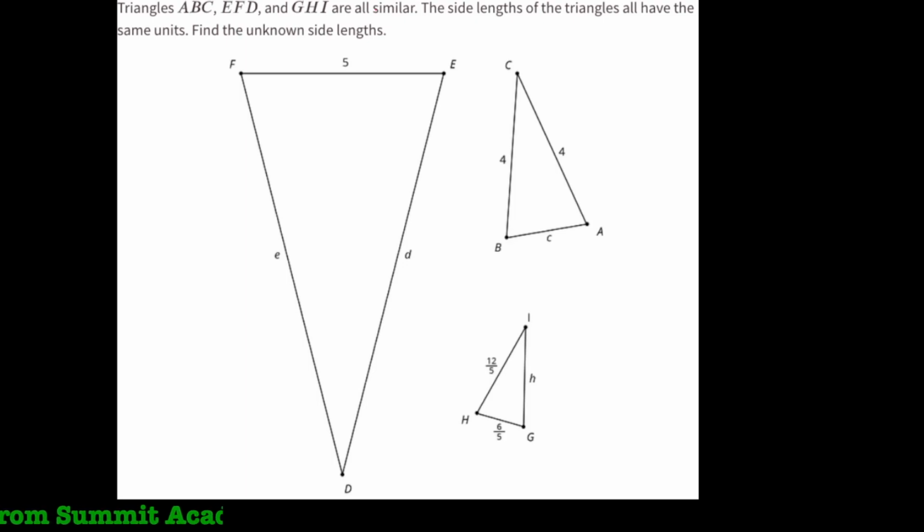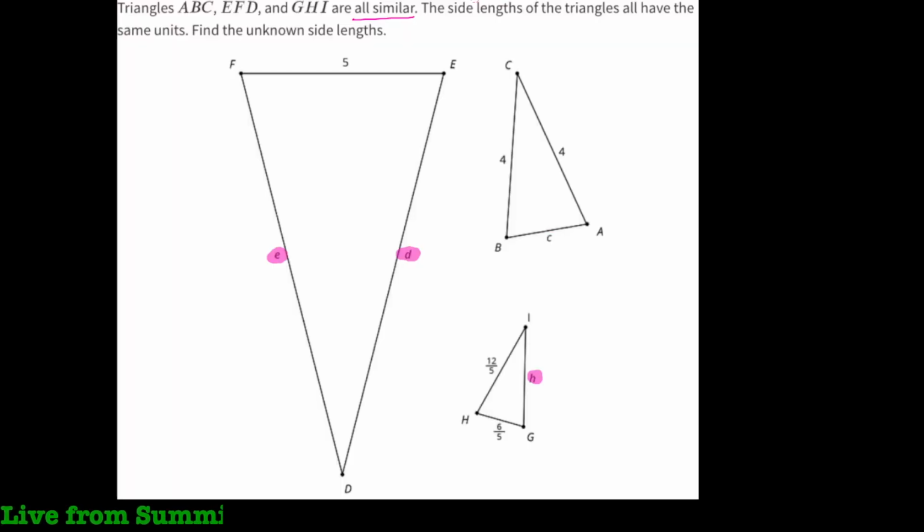Again, notice that pattern. It says, hey, these are similar, and you need to be able to show why. Then it says the side lengths of the triangles all have the same units. That's an easy part to remember. And then find the unknown side lengths. So let me highlight what I'm looking for. I'm looking for E, D, H, and C. So I need to make sure I have 4 answers with this.